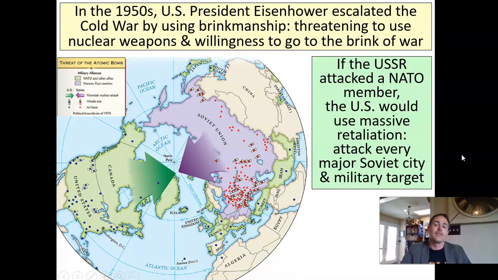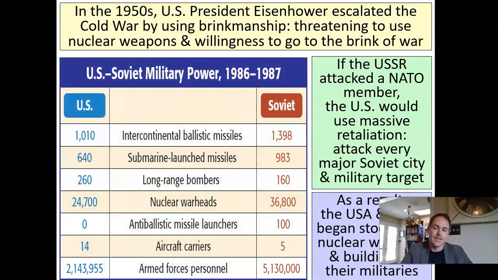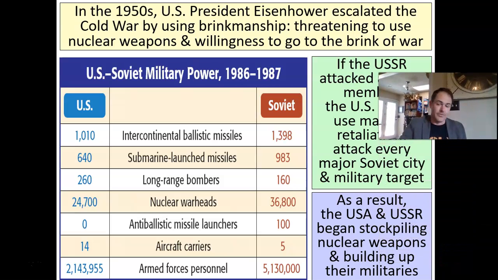Because remember, in the NATO alliance, if the USSR attacked any NATO member, the US would retaliate against the Soviet Union. And the Soviet Union, wanting to protect itself against such an attack, began stockpiling its weapons, right? Just look at the sheer numbers of weapons in 1986, 1987, pretty much the end of the Cold War, right before some peace treaties are signed, some disarmament treaties.